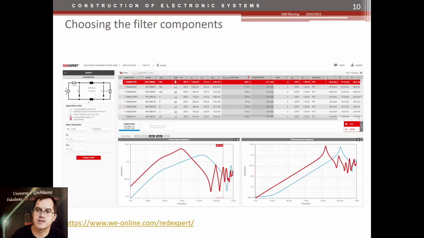But you still have to keep in mind that here the source and the victim impedances are given with very simple numbers, such as ohmic resistances, which can of course be a really rough estimation of what actually happens.